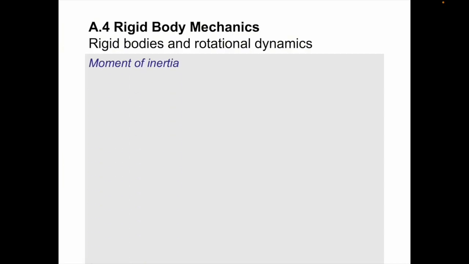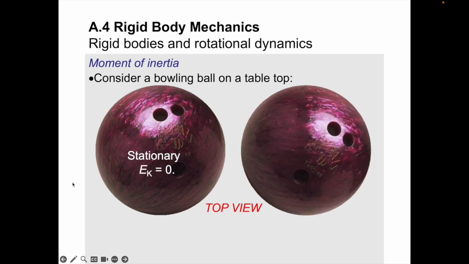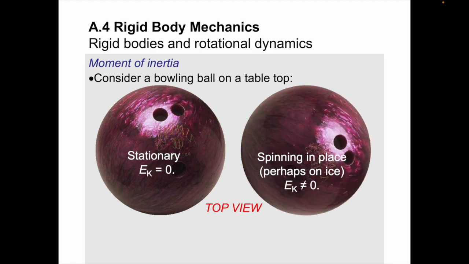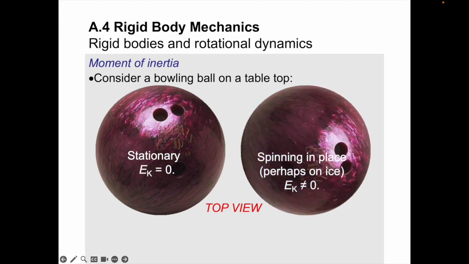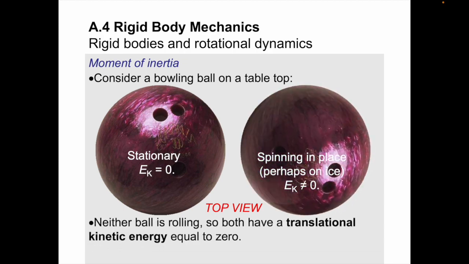Let's get into moment of inertia now. The moment of inertia can be exemplified by using a bowling ball. So consider a bowling ball here sitting on a tabletop. In this case, it's got a kinetic energy of 0. And if this bowling ball is rolling, we might say that it's rolling maybe on a frictionless surface like on ice. We can say that its kinetic energy is not 0, but it doesn't have any displacement right now.